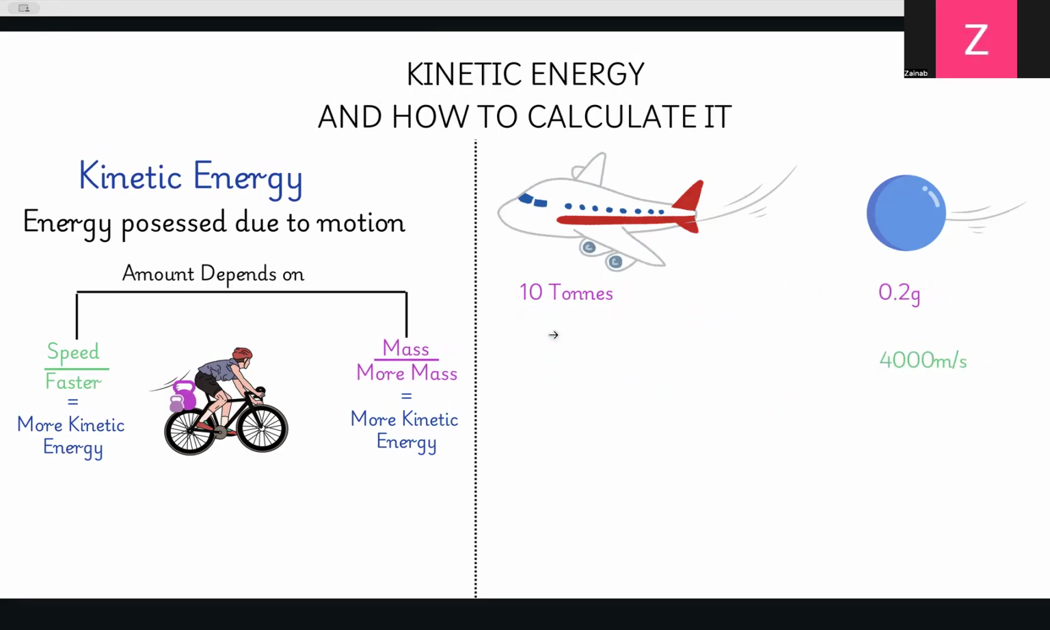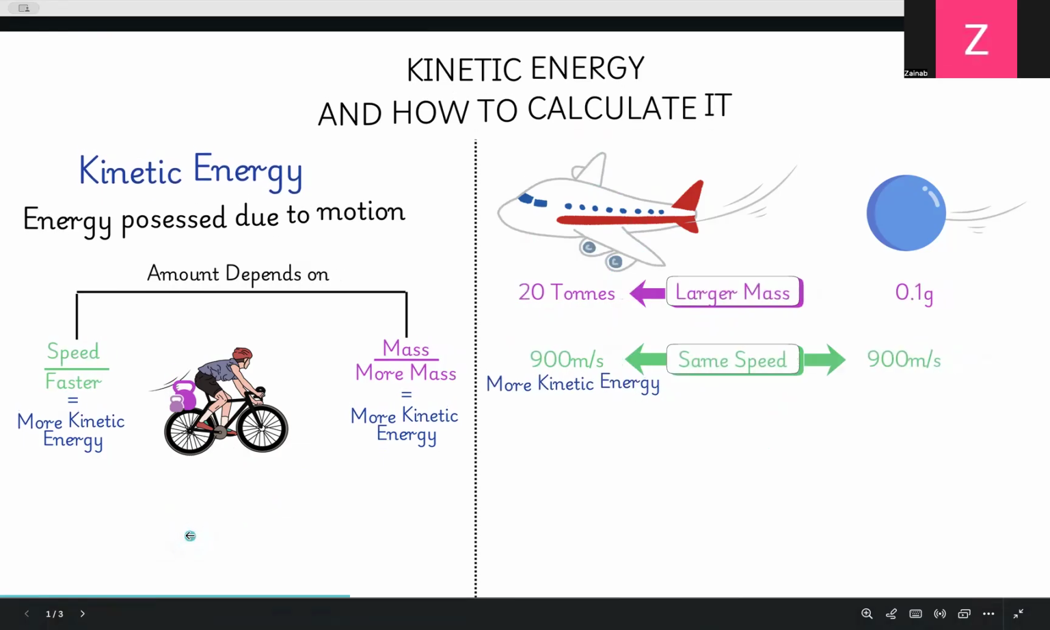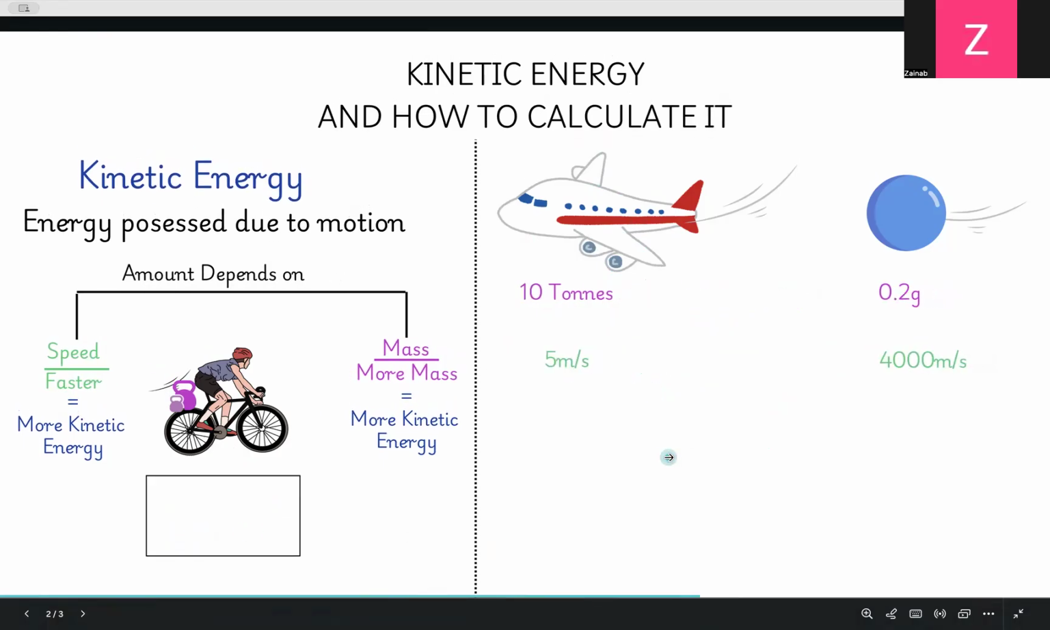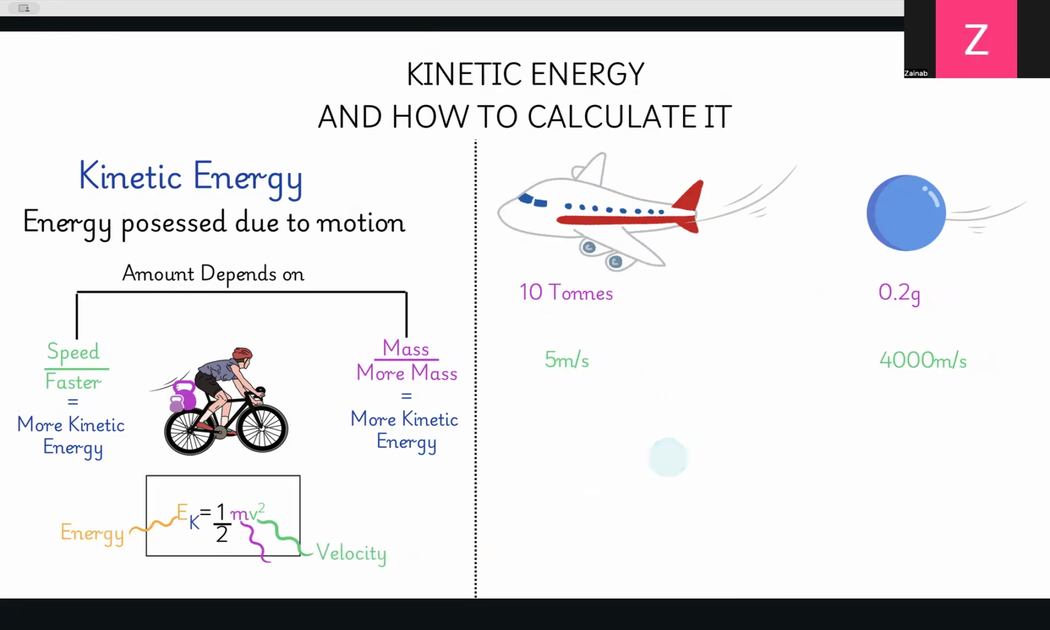Now, if we look at this example and we have to work out the kinetic energy in the plane and the ball, then we're going to use the following formula, in which the kinetic energy is equal to a half mv squared. So a half times mass in kilograms times velocity in meters per second squared. So the kinetic energy is a half mv squared, and we're going to apply it to the following.